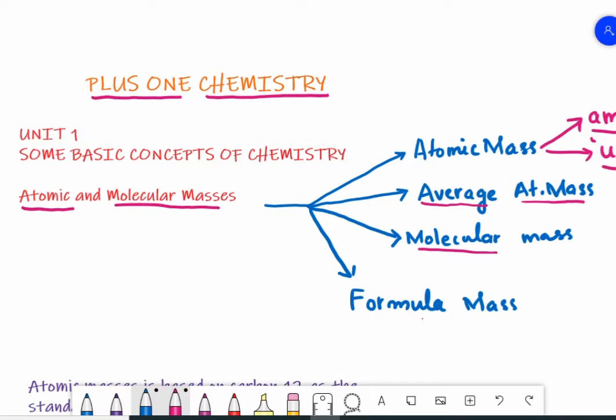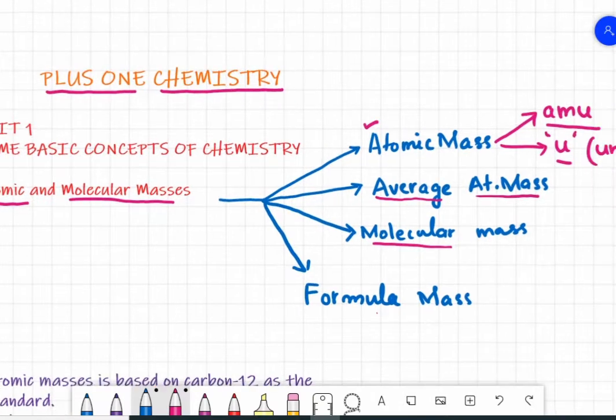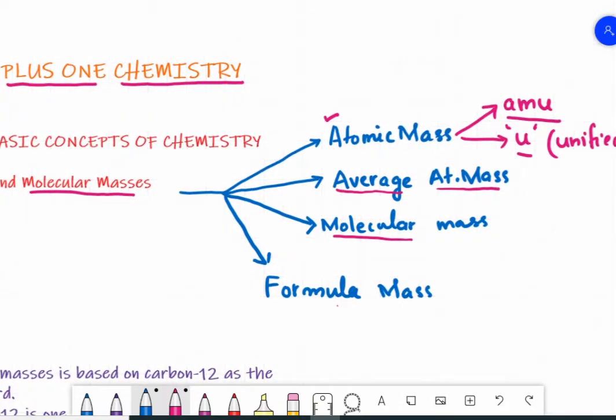So under this heading, we will have four subheadings. Okay, first of all, we will be looking into atomic mass. What is meant by atomic mass and how do we calculate atomic mass? Okay, and what is the unit for writing atomic mass? Then here comes the AMU, atomic mass unit, and it has recently been replaced by unified mass, U. Then what is meant by average atomic mass, and when are we supposed to calculate average atomic mass, and how are we calculating average atomic mass? And then comes molecular mass and then formula mass.